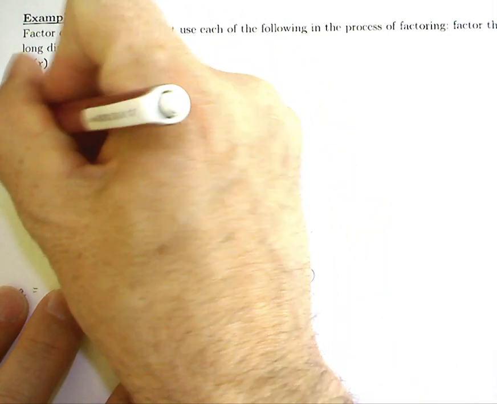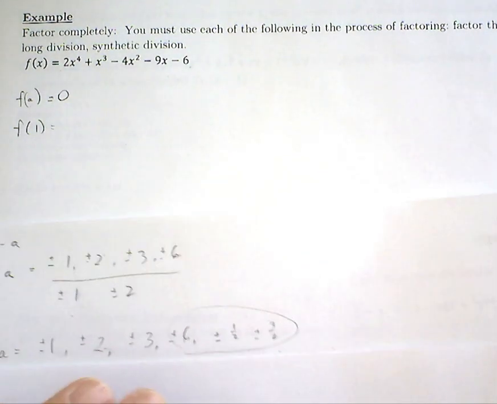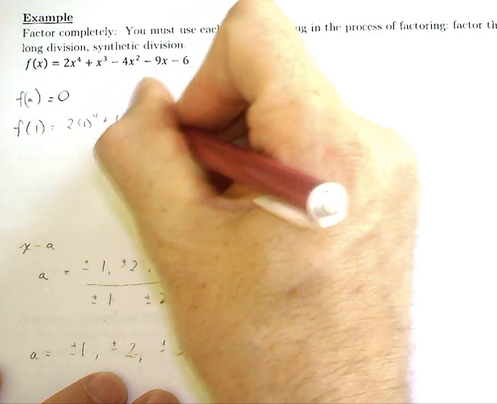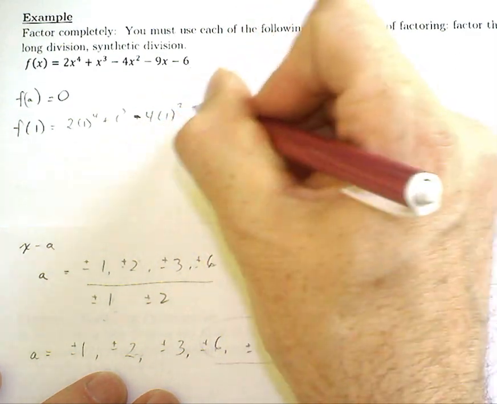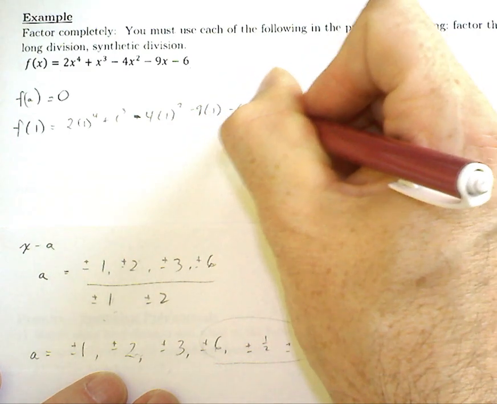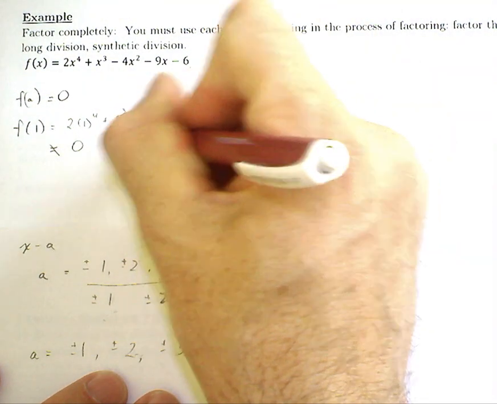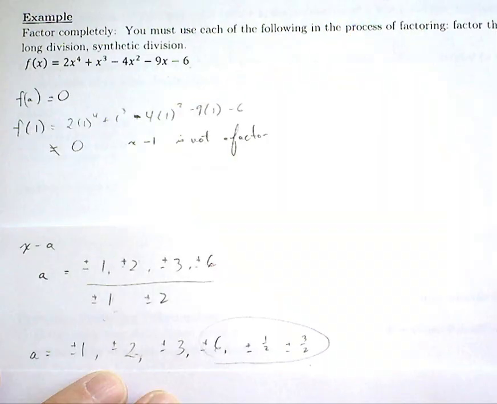So I think that you're joining us back now. What you'll notice is that f of 1 will be simply 2 times 1 to the power 4 plus 1 to the power 3 minus 4 times 1 squared minus 9 times 1 minus 6. If you calculate this through, what's really important is that f of 1 does not equal 0. So what does that mean? It means that x minus 1 is not a factor. So that didn't work. Now that's really unfortunate.